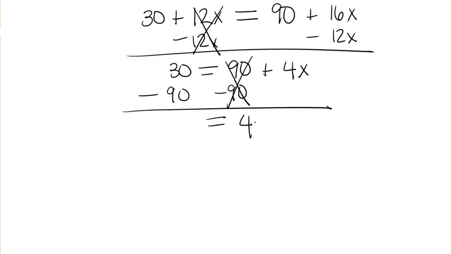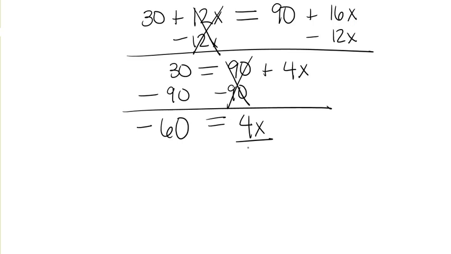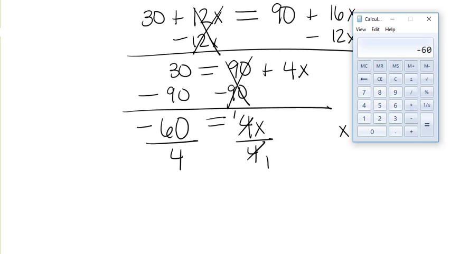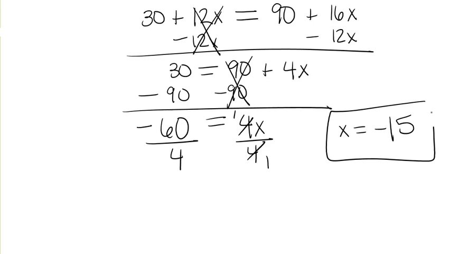And so now we have 4x. And now we have 30 minus 90, which is equal to minus 60. If you're not quite sure, always feel free to get that calculator out and go ahead and perform that calculation. So now we have negative 60 on the left-hand side and a 4x on the right. So let's go ahead and divide by 4 on both sides. So then we get x all by itself, because this just becomes ones. So now we have negative 60 divided by 4, which is equal to negative 15. And that would be our solution to this problem.